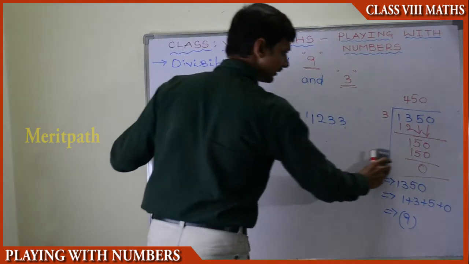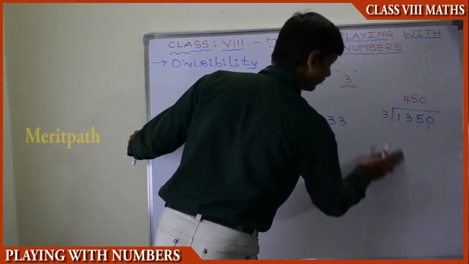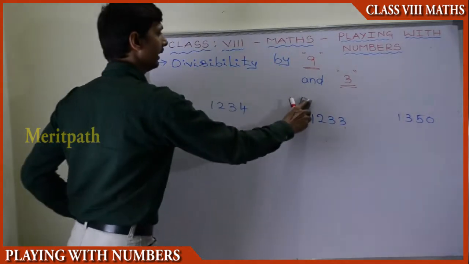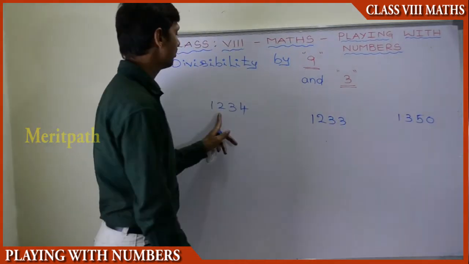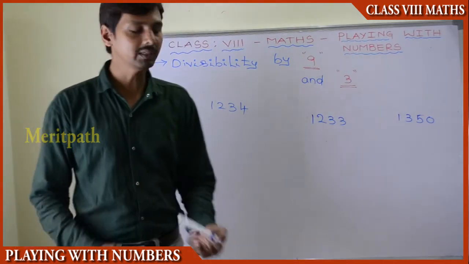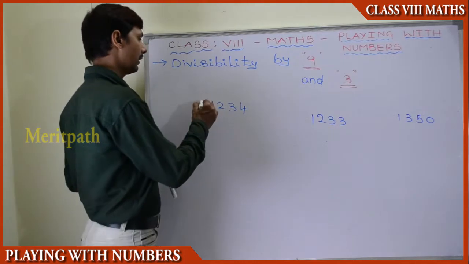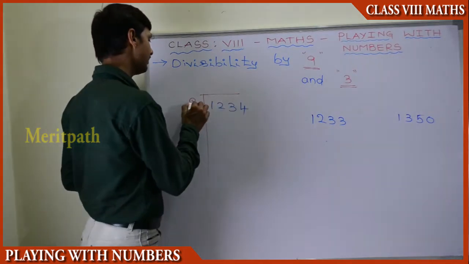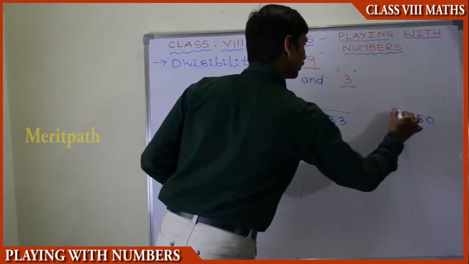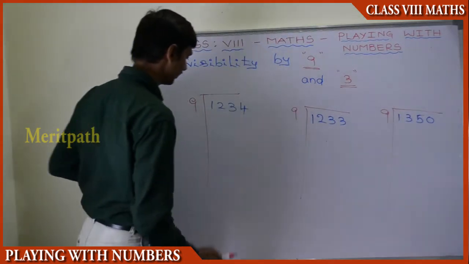Let's use the same numbers for the divisibility property for 9. We are using the same numbers, that is 1234, 1233, 1350. Now let's go for the divisibility property for 9. So when we divide by 9, what will happen? Let us see here.